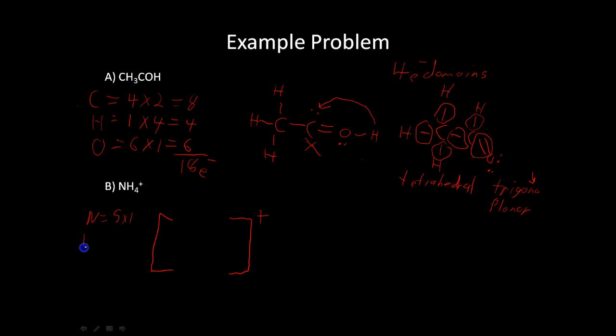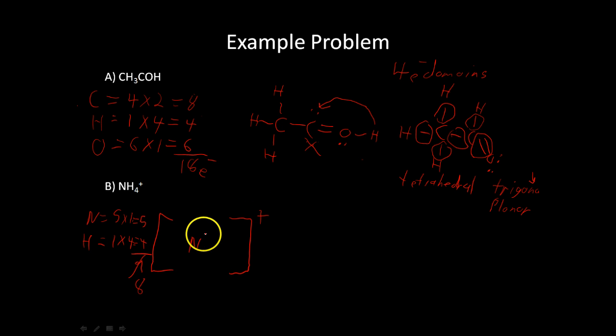Again, hydrogen contributes 1 valence electron, but there are 4 of them. So that's 4 and 5, so we should have 9 valence electrons. Since we have a plus charge, what do we do? Hold on, pause the video, make sure you know what to do. Okay, now that you're back, that means we subtract one of these valence electrons off, so this should have a total of 8 valence electrons.